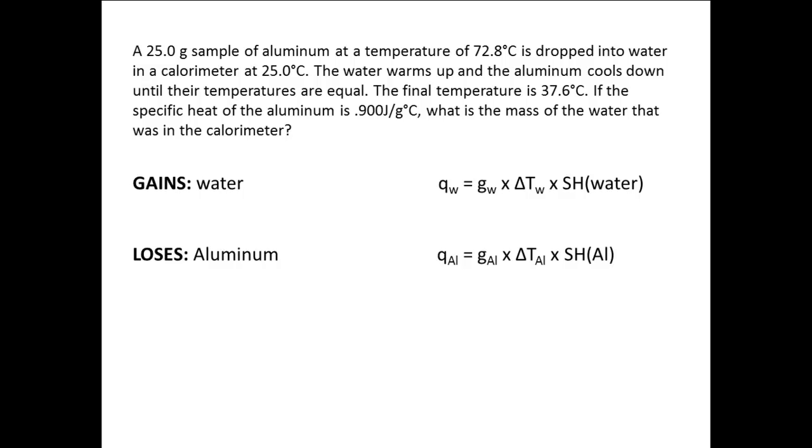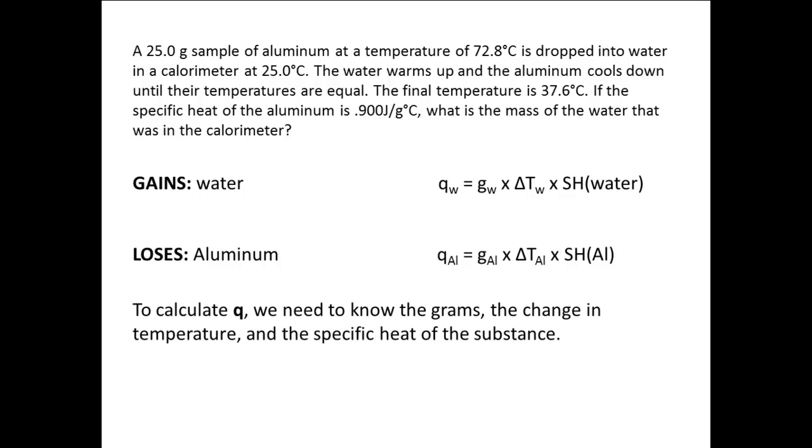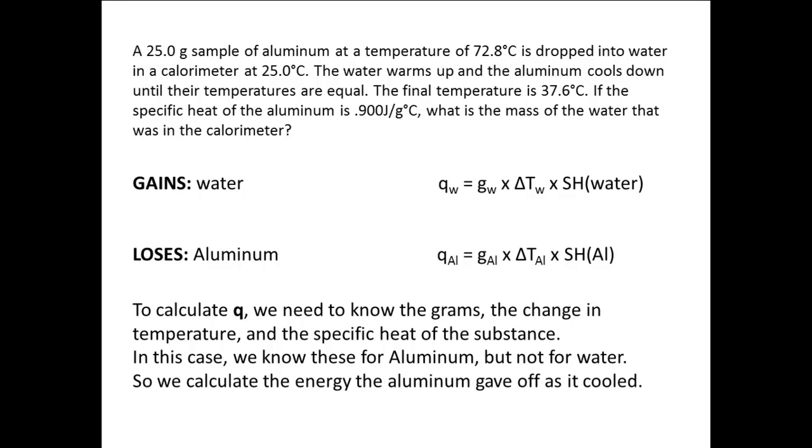One way to determine which one we can calculate the energy for is to look at the information we are given. To calculate Q, we need to know the grams, the change in temperature, and the specific heat of the substance. In this case, we know these for aluminum, but not for water. So we calculate the energy the aluminum gave off as it cooled.